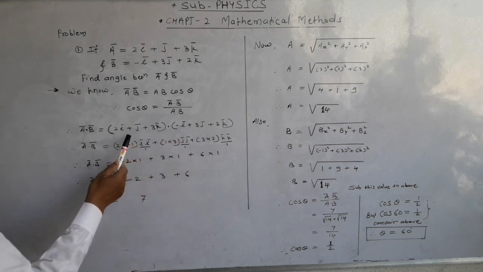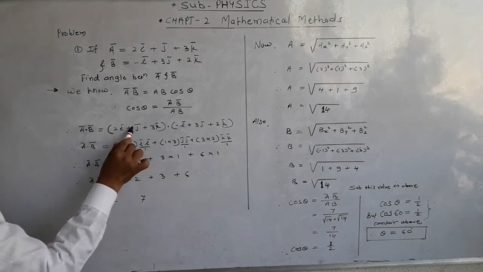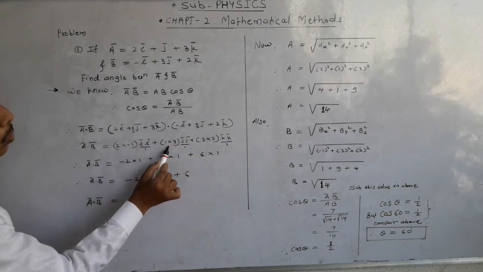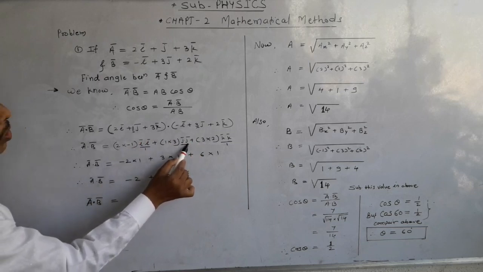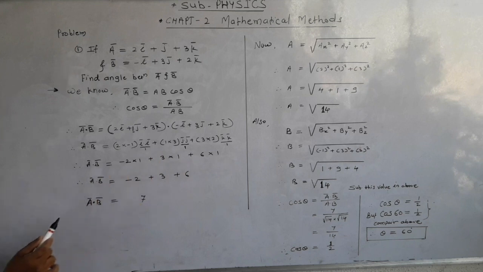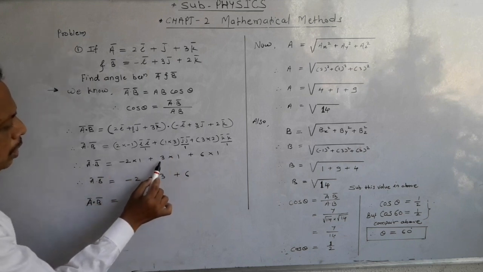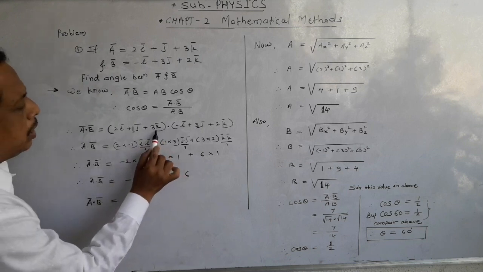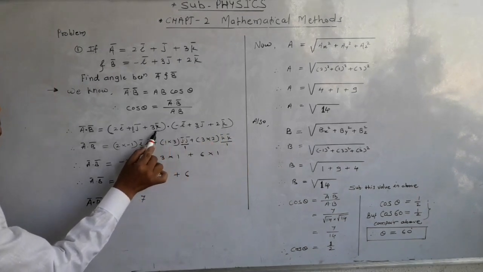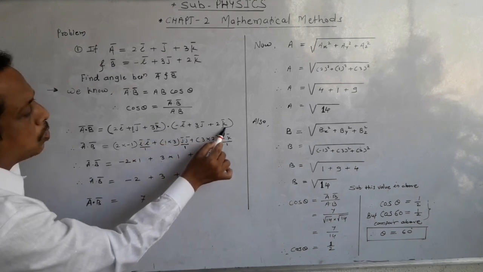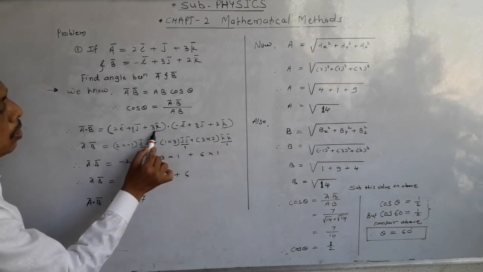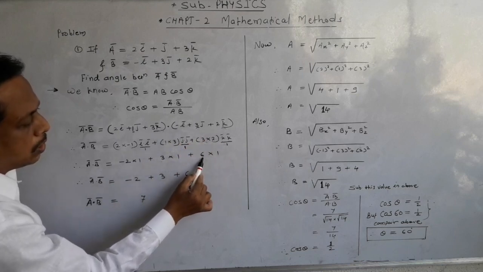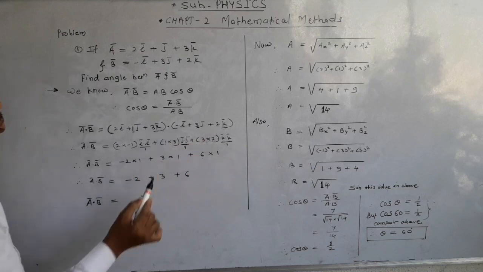The coefficient of j bar in the first vector is 1, and in the second it is 3. Therefore, 1 into 3, and j bar dot j bar has the value 1, so 3 into 1. Again, we take k bar and k bar. The coefficient of k bar is 3 here and 2 there. Then the product is 3 into 2, which is 6, and k bar dot k bar is equal to 1.